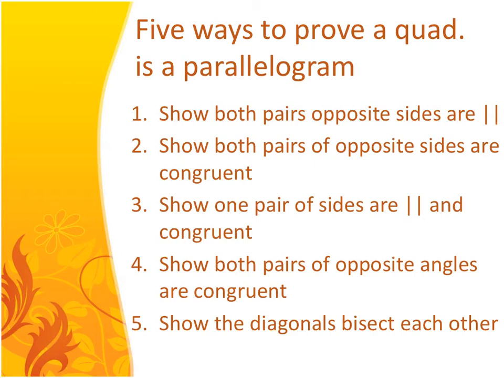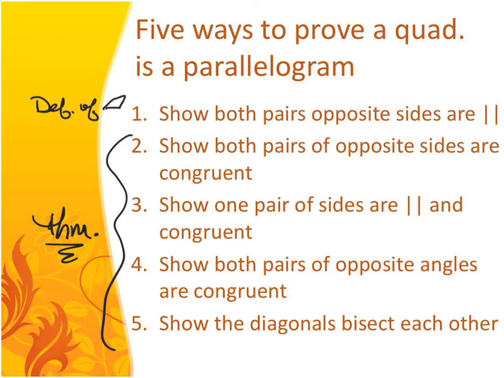So next slide. Again, these are the same 5 ways that we talked about individually. So there's 5 ways to prove a quadrilateral is a parallelogram. So again, show both pairs of opposite sides are parallel. This is actually the definition of a parallelogram. The last 4, these were the theorems.